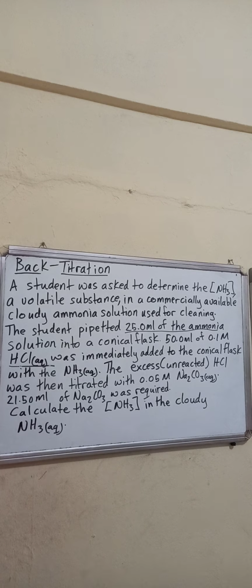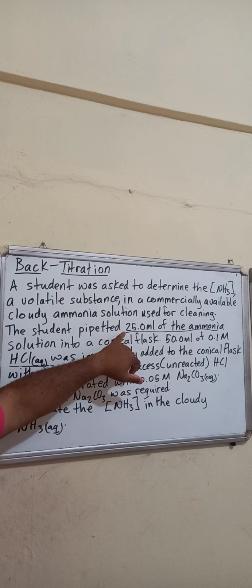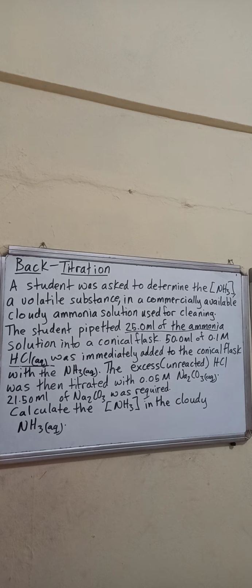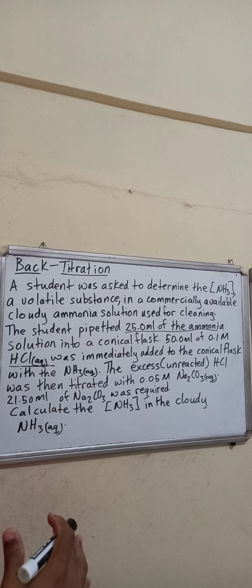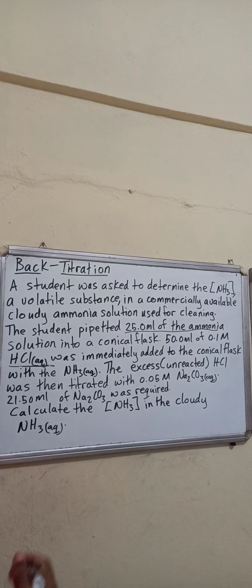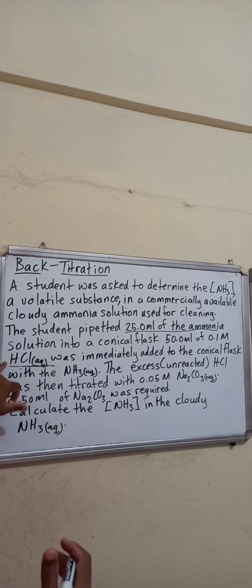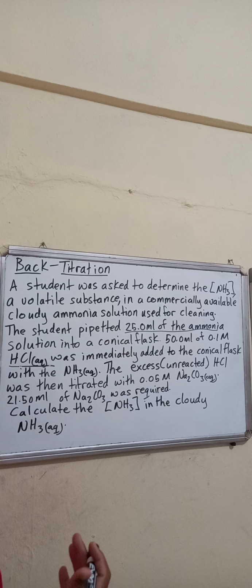So that's the first part of our back titration. We will do a reaction, and in that reaction, your substance of interest must be in shorter supply compared to the other substance you are reacting it with, because we need to ensure that all of it reacts. Then, because the hydrochloric acid is in excess, we will not know exactly how much of the hydrochloric acid reacts with the ammonia. That is where the titration comes in.